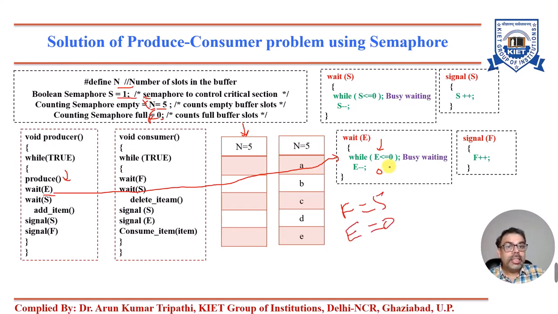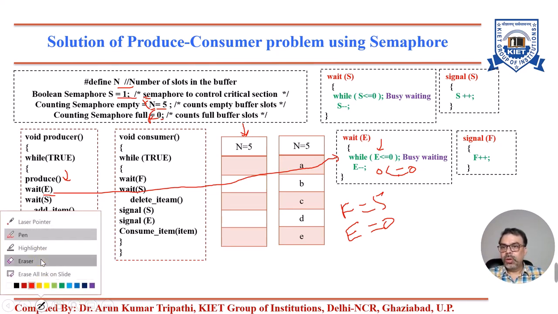So here the condition will be checked: is E less than or equal to 0 or not? Yes, it is 0. This condition is true. 0 is less than or equal to 0. So automatically it will go into the infinite loop. So the consumer cannot, or the producer cannot, produce if the buffer is full. So the two conditions we have checked are working fine.